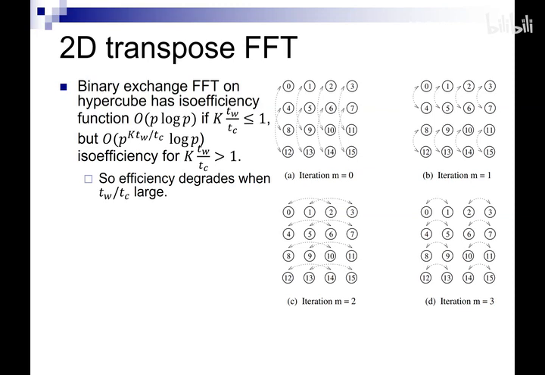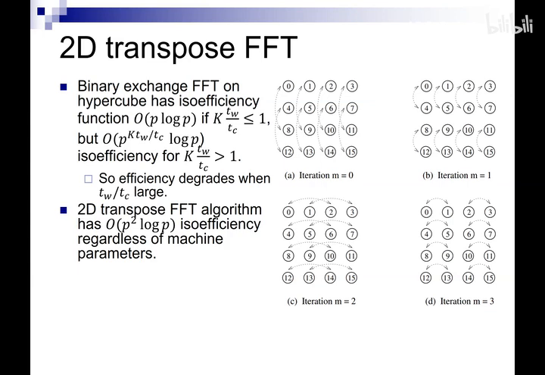Remember that the binary exchange algorithm had the isoefficiency depend on this value over here, k times tw divided by tc. When this value is small, all you need is for the work to increase at the rate p log p. However, if this value becomes larger, then it goes into the exponent over here. If it is very large, then you need the work to increase much faster. So this basically shows that if this value is large, your efficiency is going to degrade.